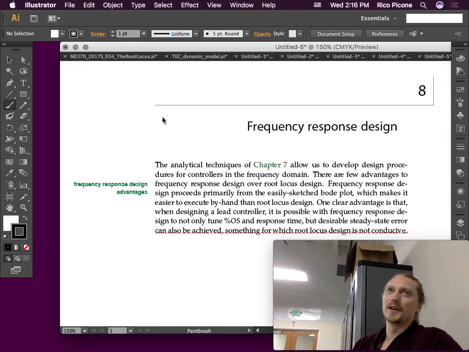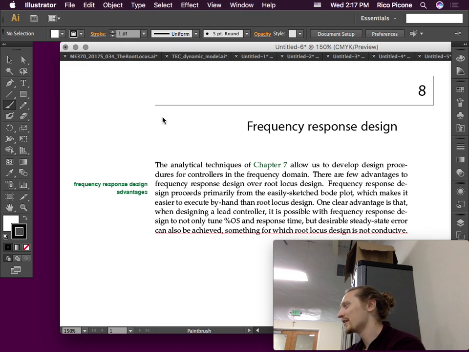So you could do root locus and then add a lag, but then it wouldn't be just a straight-up lead, it would be a lead-lag. So there is a slight advantage in that sense, but I don't find that to be a big enough advantage, personally, to use it very much.